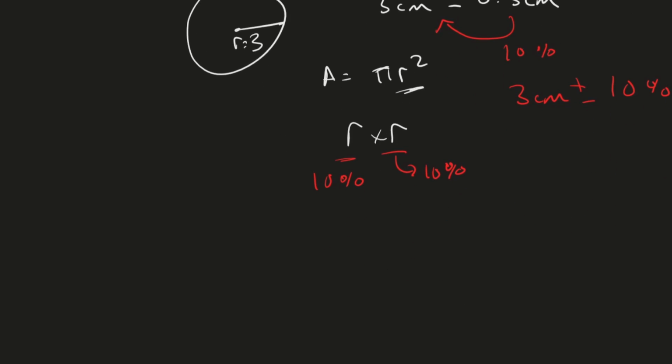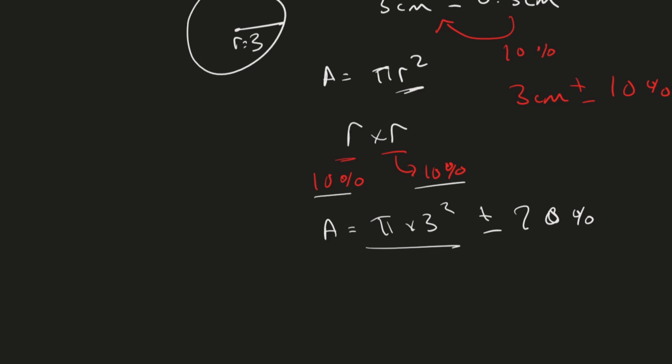And so the area would be equal to pi r squared, or pi times 3 squared, plus or minus, we add the two percentage uncertainties together, so it's plus or minus 20%. So that's the percentage uncertainty. And if you wanted to actually work out the absolute uncertainty, all you would do is calculate that and then work out 20% of that, and you can rewrite it in terms of the absolute uncertainty.